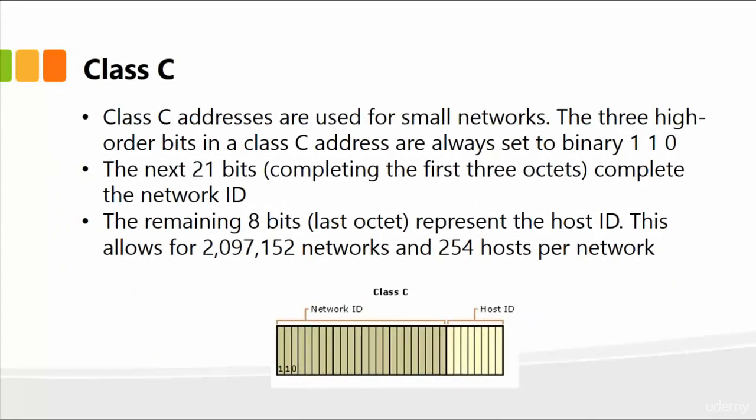And then we have the Class C, which is used for small networks. The 3 high order bits in a Class C are always set to binary 1, 1, 0. The next 21 bits complete the network ID. So you can see a pattern here, right, from A, B, and C. And of course, the remaining 8 bits represent the actual host ID. And this allows for about 2 million networks and 254 hosts per network. So once again, just remember the Class A, Class B, and Class C IP addresses.